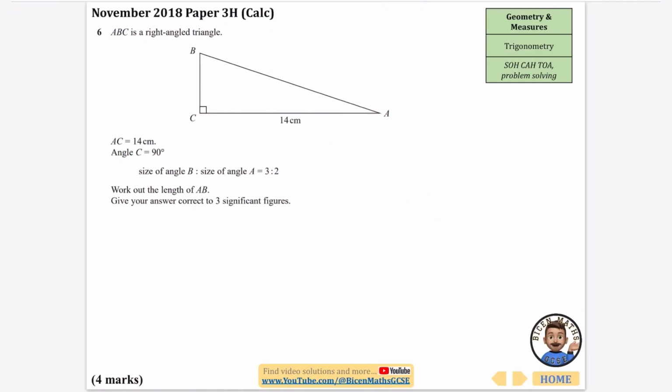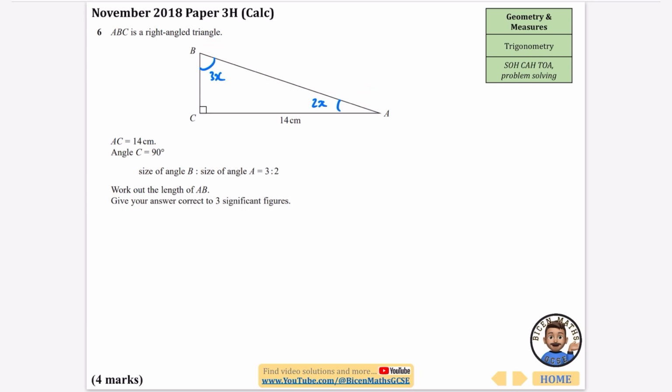Okay, more problem solving actually coming up in these, not just the straightforward kinds of questions. So they've told us some of the information already. It's a right angled triangle and this is 14 and this is a right angle. Here's the extra part though. It says that the size of angle B to the size of angle A is 3 to 2. Now you could do this with algebra. You could say that if this one is 3x, then this one down here is 2x. And I think that means we need to find out what those angles are, and then we're going to try and find out the length of AB that we have over here.